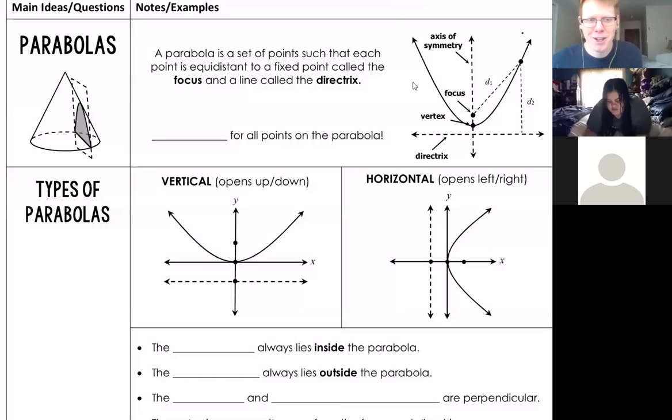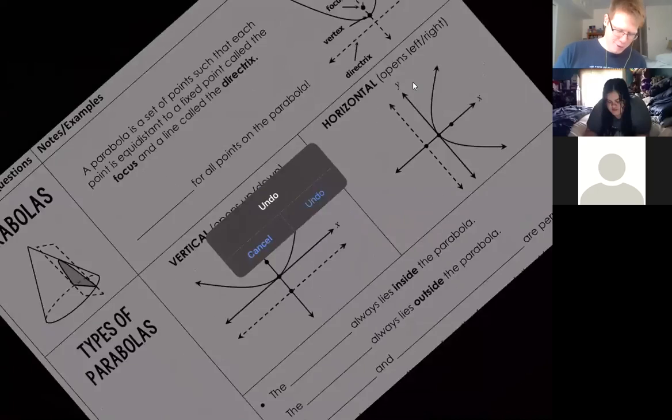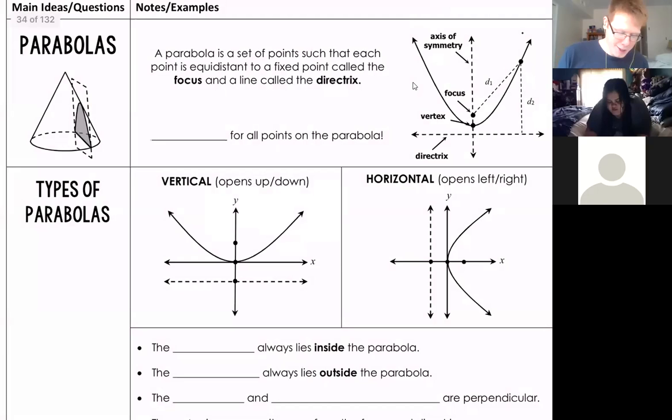Okay, all right, so looking at our second to last section, we're looking at parabolas today. Remember, we're looking at conic sections, which is basically a 2D shape that's made by an intersection with a cone. I know you've talked about parabolas before in Algebra 1, Algebra 2, even this year. It's going to be a little bit different.